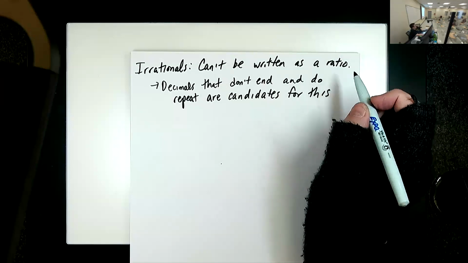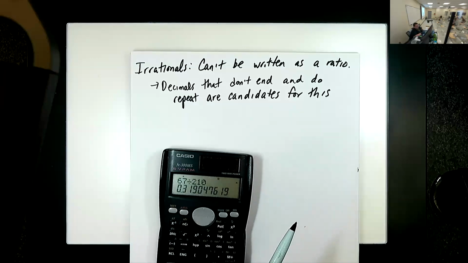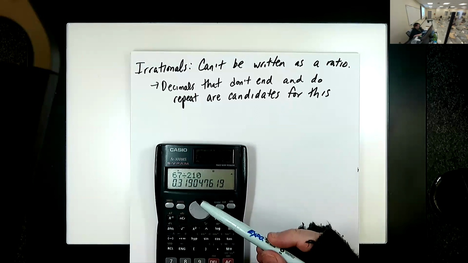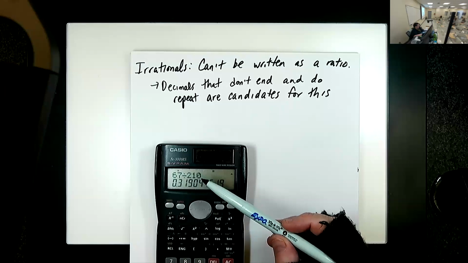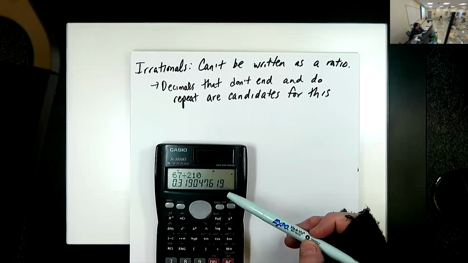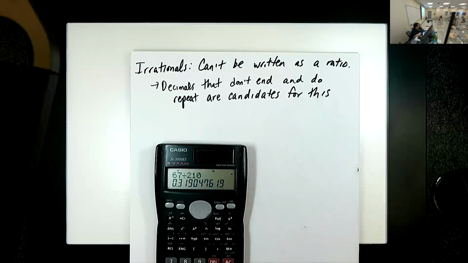It doesn't always mean every single one that doesn't end or repeat works. For example, I just did 67 divided by 210. I have a decimal that's not repeating, but this is a fraction. I can write this as a fraction. So this is one of those unending decimals that isn't irrational. It's harder to look at something and say that's irrational if it's just written as a decimal.